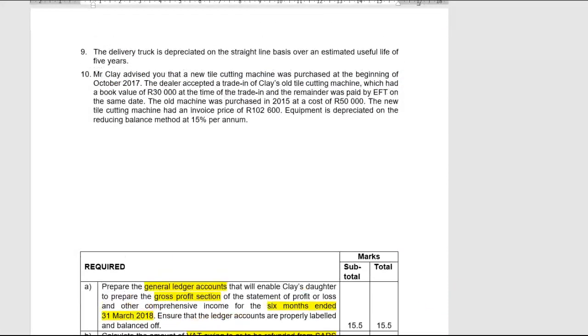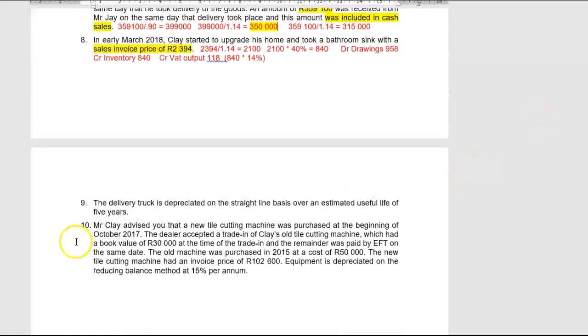So let's do the additional information 9 and 10. The delivery truck is depreciated on a straight line basis over an estimated useful life of 5 years, but that is not a trading transaction, and that depreciation is not subject to VAT, so that is a bit of useless information.